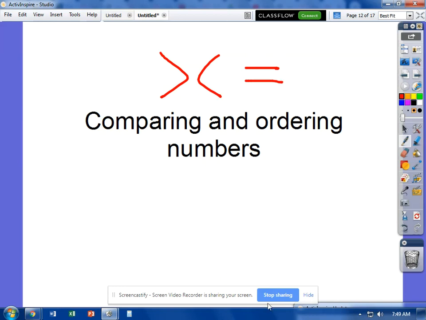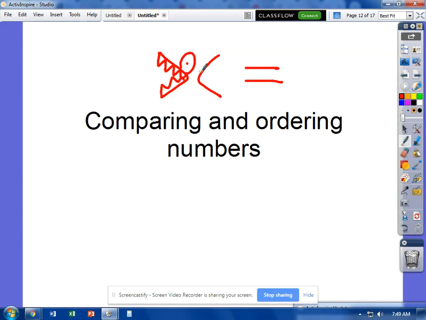Okay, equal to is pretty self-explanatory. When the numbers are equal, we're going to use equal signs. For greater than or less than, I always like to think of them as hungry alligators, and hungry alligators like to eat the bigger number. If you're a really hungry alligator, you're going to want 5 pieces of pizza or 1 piece of pizza. So as a hungry alligator, you're always going to point your mouth towards the larger number.